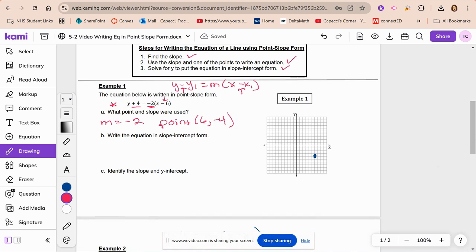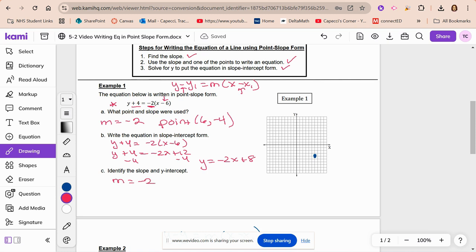The next part asks us to write the equation in slope-intercept form. So I'm going to rewrite what I have. And I'm just going to distribute on the right, -2x plus 12. I'm going to subtract 4. So my equation in slope-intercept form is y = -2x plus 8. Okay, so again, what's our slope? Our slope here is -2. Now again, that should match what we have above, right? We're still talking about the same line. And then my y-intercept is equal to 8.